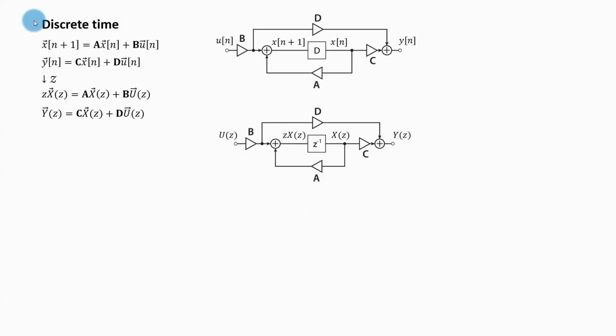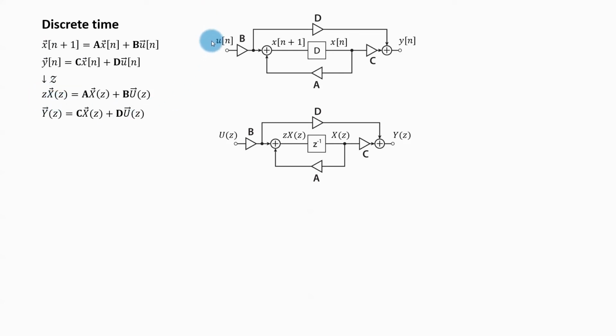In discrete time, the state space equations look like this. The next value of the state vector is computed from the current state vector and the input vector using the state matrix and the input matrix. The output vector is computed from the state vector and the input vector using the output matrix and the feed-through matrix. When you apply the z-transform, you will get this state space representation in the z-domain. The positive time shift will become this multiplication by z.